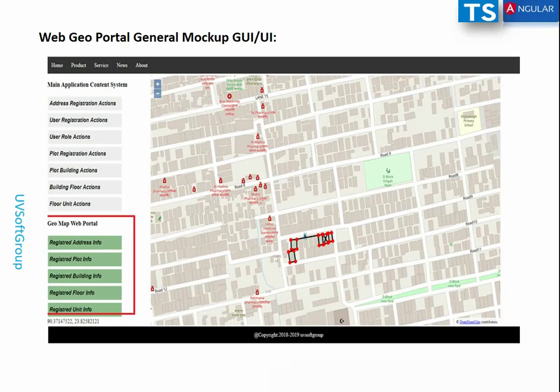And here, as I said, these are our mockups, really very beginning mockups. So you see all the address registration actions, which means create, update, delete, and read operations. So everything is the same thing here. The registration, role, address, plot, plot buildings, building floors, and floor units. So here are the geo portals. This is the geo portal.